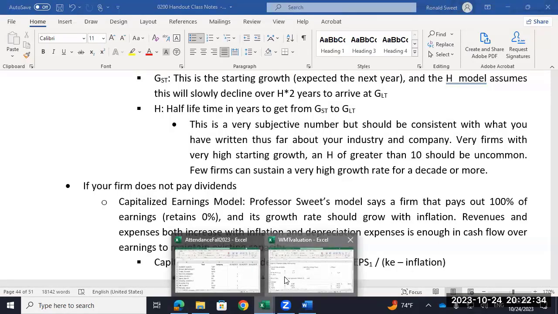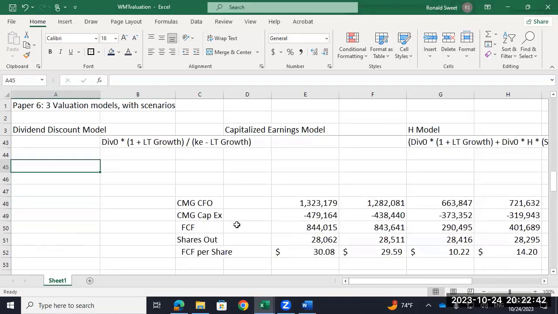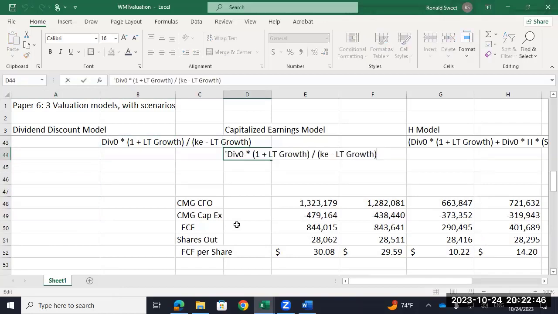ongoing operations with that. So the capitalized earnings model looks a lot like the dividend discount model, except instead of using dividends, we use earnings per share. And instead of using growth, you use inflation.